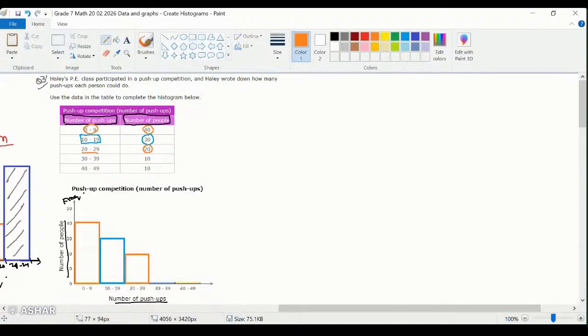Because this value was 20, this is 10, this is 30, 40, and so on, right? Even 50 is not used for us, but they have given a 50, so we need not worry about it, okay? For the next one, it says between 30 and 39, there were 10 people, and between 40 and 49 there were 10 again.